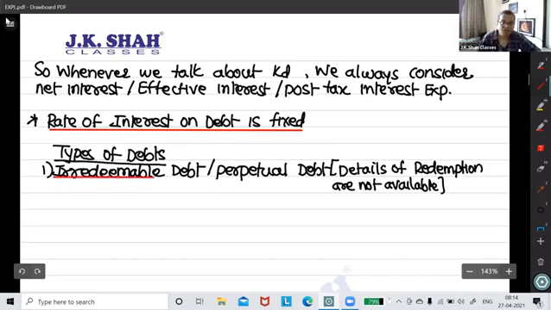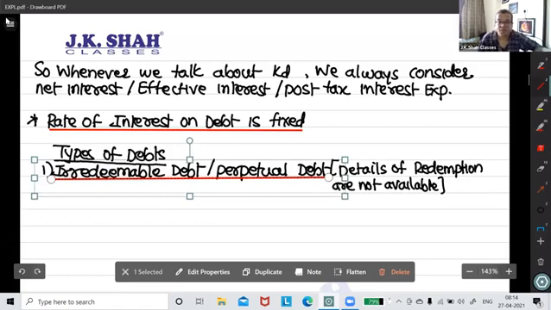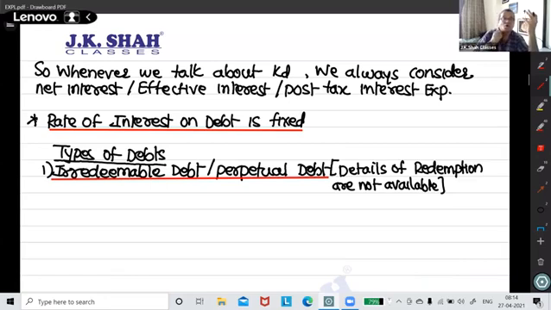See here, understanding the formula is not difficult. Agreeing on this is slightly difficult for students. Irredeemable debt, sir, how would that be irredeemable? Who would give a loan like that? No, it's not about that. It's that we don't know the details of redemption. How come, sir? Without knowing the details of redemption, how would one give you a loan? For that, please everyone listen very carefully.